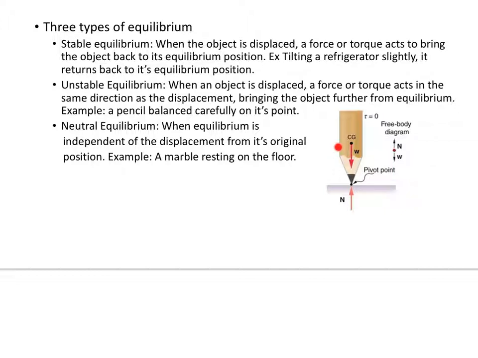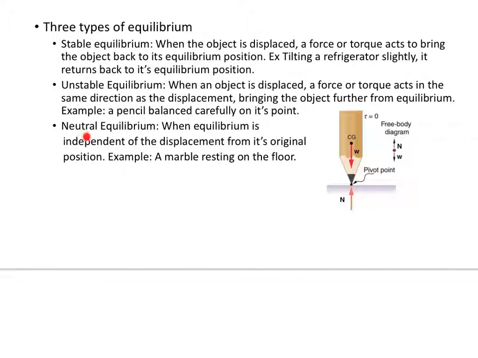Notice this CG here stands for the center of gravity. Same point as the center of mass, but the only difference is it's at the point where all the weight of the object is considered to be acting. So at this point, the center of gravity is exactly over that pivot point. Now, if you take this and displace it ever so slightly from its equilibrium position, the torque exerted by the center of gravity is going to cause the pencil to topple over.